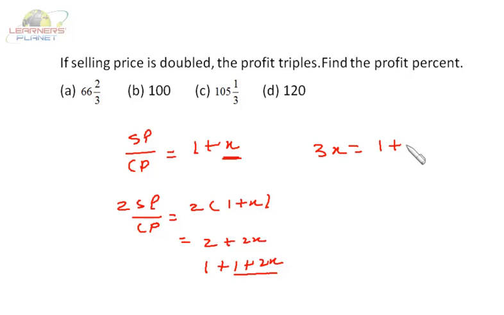Okay, so 1 plus 2x equals 3x, that means x is equal to 1. That means SP by CP is equal to 1 plus 1. That means the profit part is 1, that means 100% profit is there. I hope you are getting my point. It's just a game of fraction, nothing more than that, and a very simple problem.